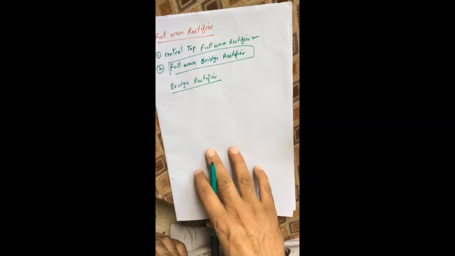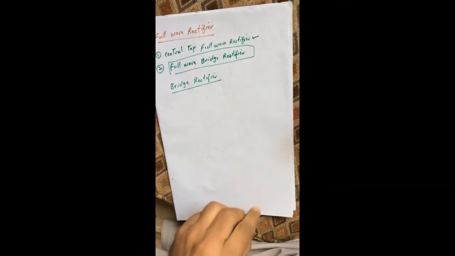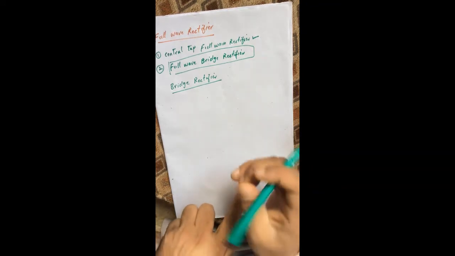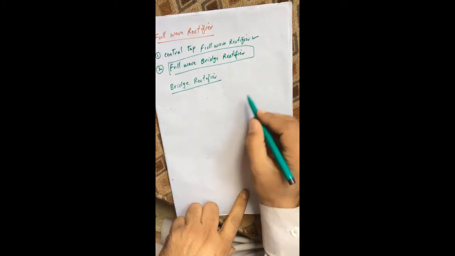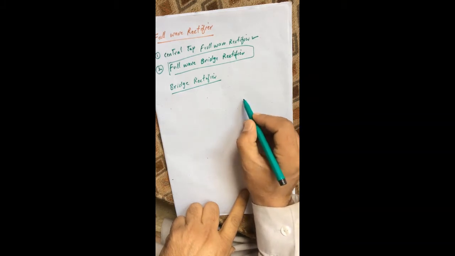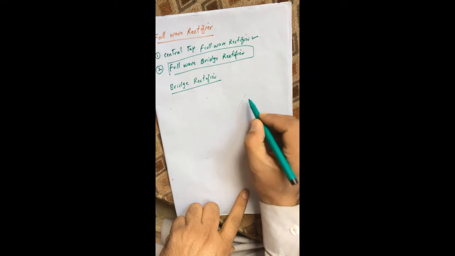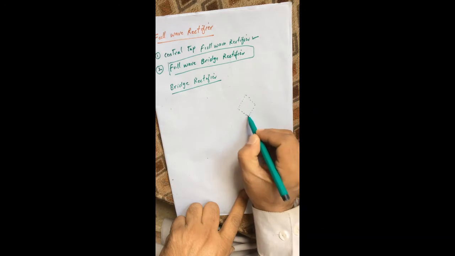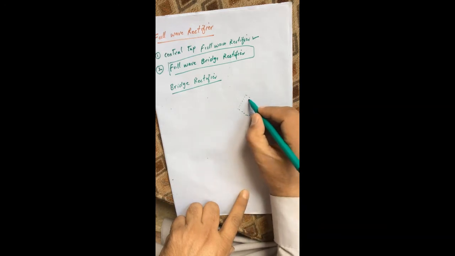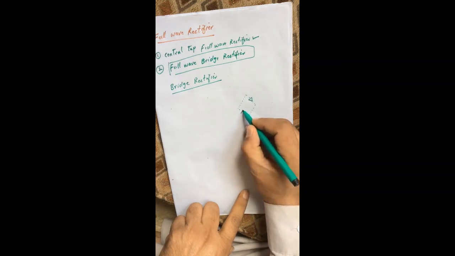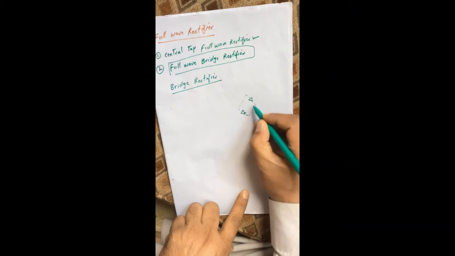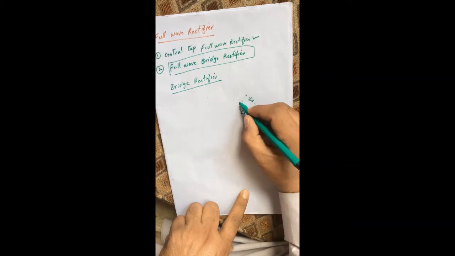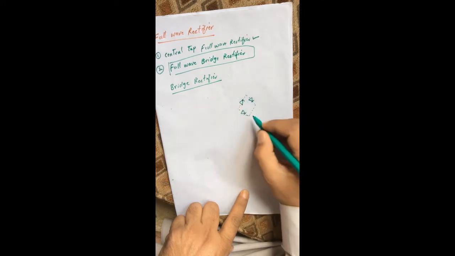First I will draw the circuit diagram of this bridge rectifier. The circuit diagram will take time, it's a little bit complicated. So in the bridge rectifier we are using 4 diodes.